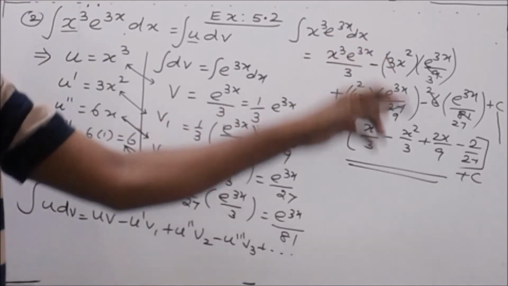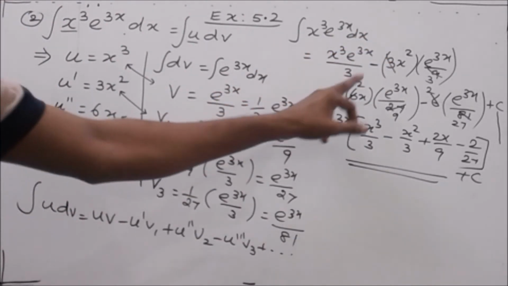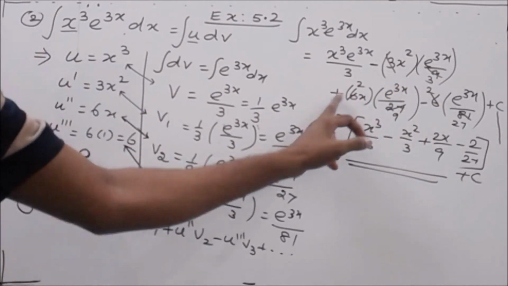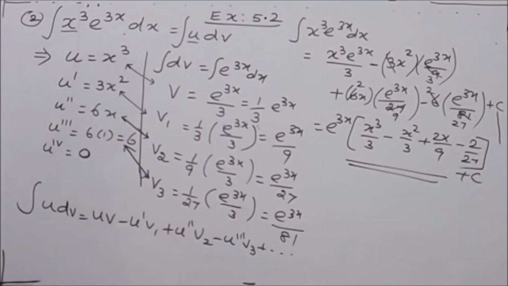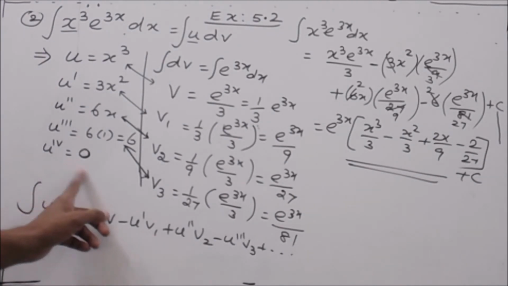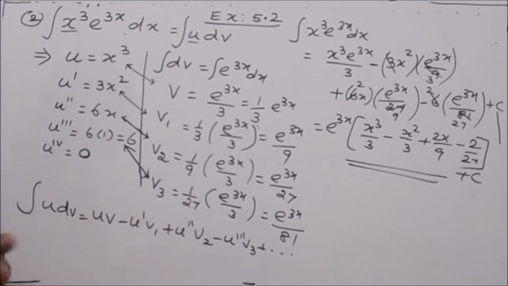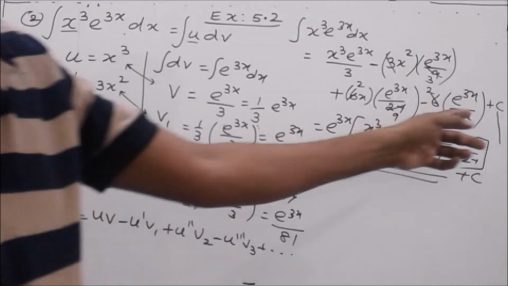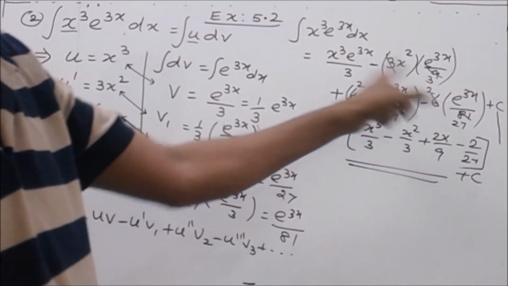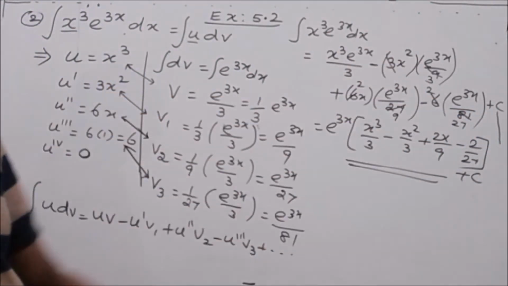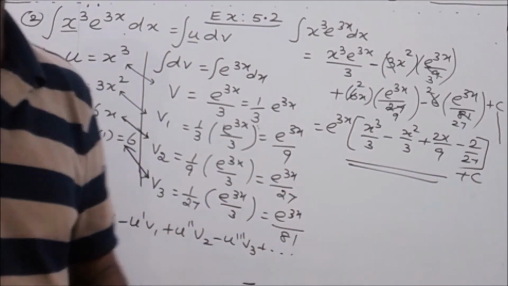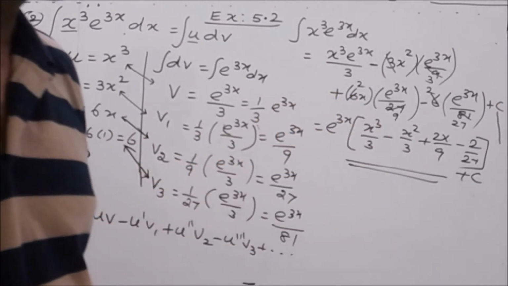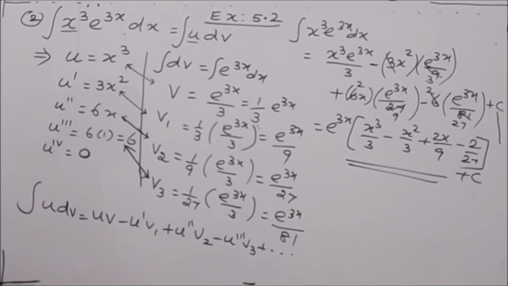So integral x cube e power 3x dx is equal to uv minus u dash v1 plus u double dash v2 minus u triple dash v3 plus. Since u4 becomes 0, v4 multiplied also becomes 0, so you can stop at this step. Then take e power 3x common and simplify the terms which are simplifiable, and the final answer is e power 3x into x cube by 3 minus x square by 3 plus 2x by 9 minus 2 by 27 plus c.